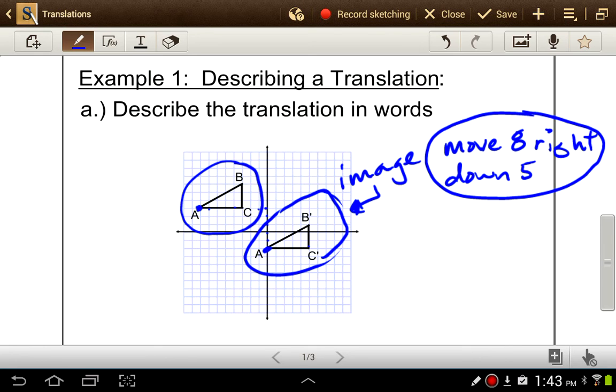So in describing in words, you literally just tell me it moved 8 places right and 5 down, or down 5, or however way you want to write it. You're basically giving me direction and spaces when I just tell you to describe in words. Give me direction and give me the number of places that it moved. Okay, I'm going to move on. If you need to pause, go ahead and pause.